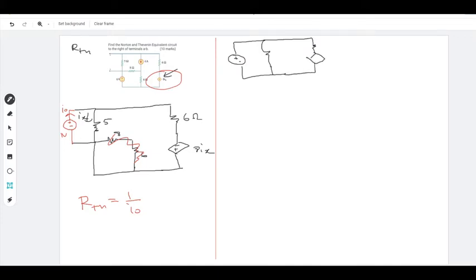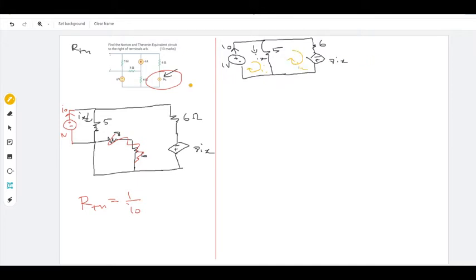So you only have 2 meshes left. I know a lot of you like mesh, so I'm just going to stick with mesh also. So basically this is what is left out of that circuit. Alright, so now I'm going to do mesh. Step number 1, label with imaginary current.